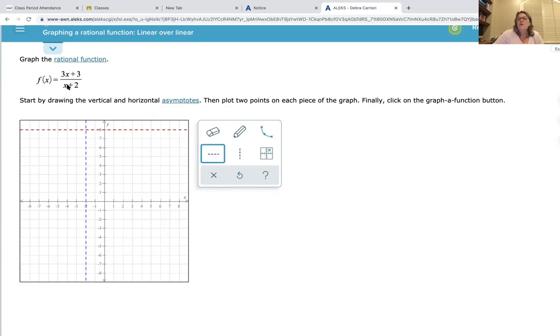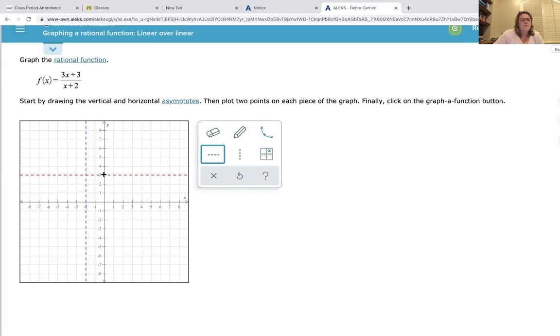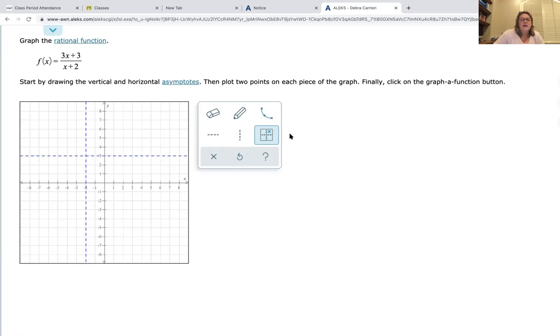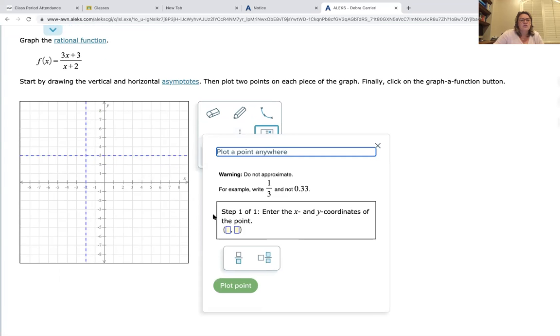Where is my horizontal asymptote? Well, end behavior. If I look at my dominant terms, 3x over x, my x cancels. And as x goes to infinity, y goes to +3. There's my asymptotes. I personally like to use this plot a point anywhere. And so I'm going to pick 2 points on each side of that vertical asymptote per the instructions.